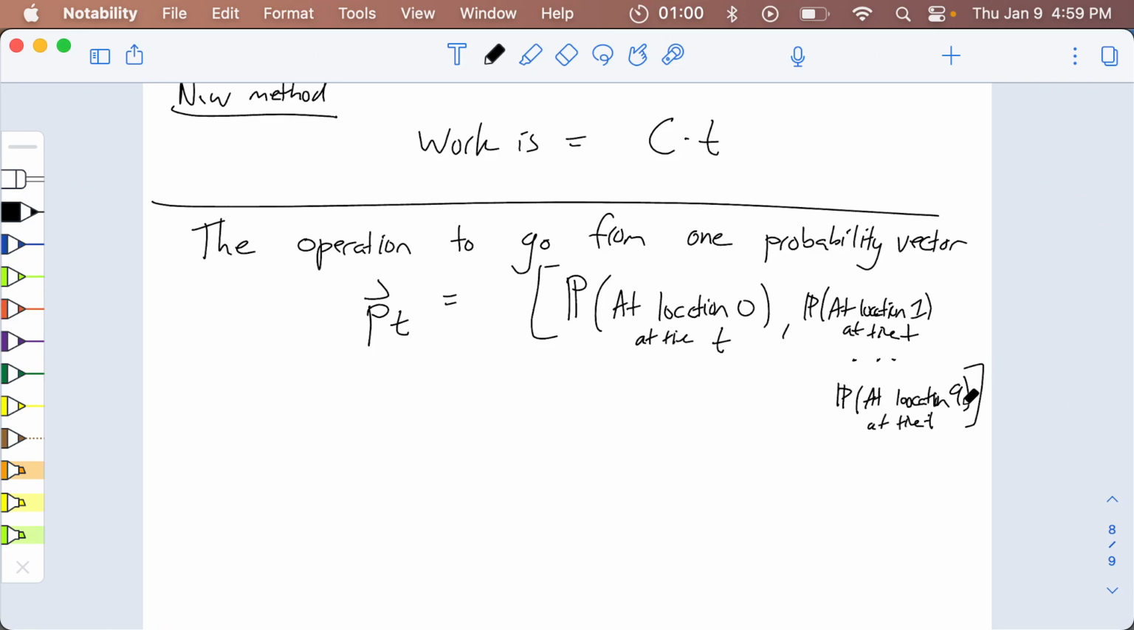And we're talking about how you go, let's call it f, f of p_t equals p_{t+1}. What can we say about this function f? There are 2 things about f that are absolutely true. f is linear.